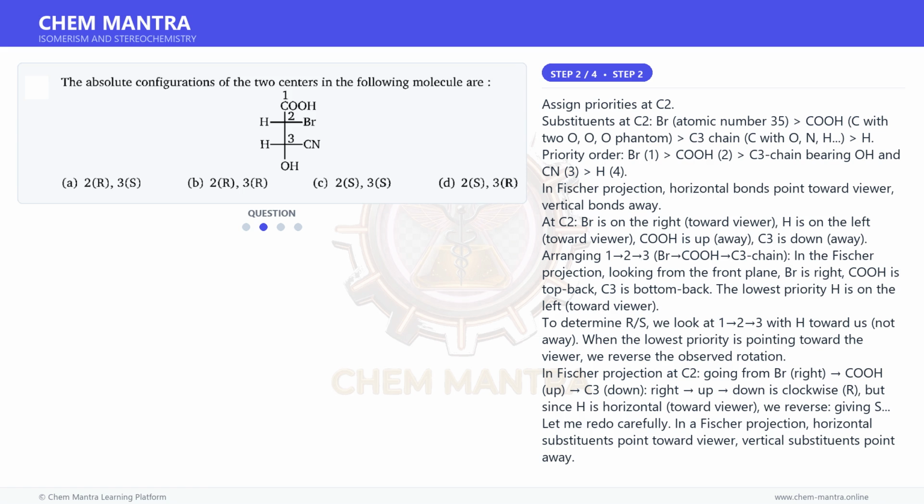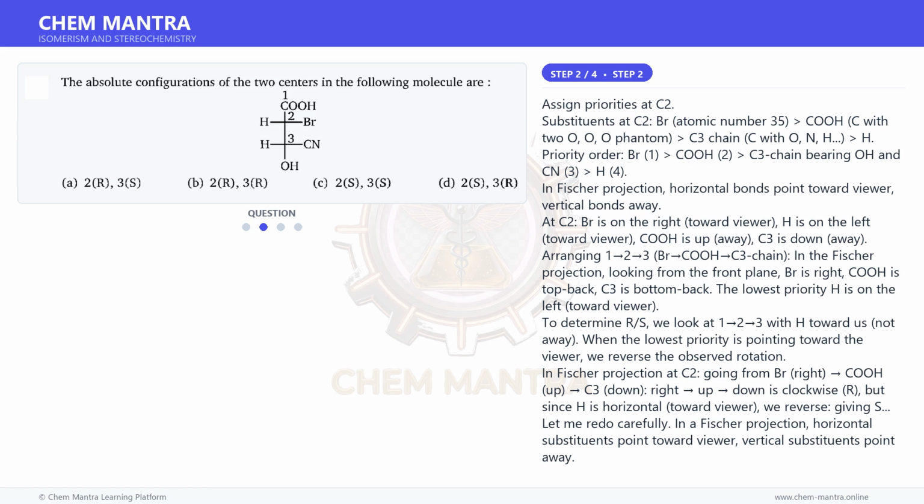The lowest priority H is on the left, toward viewer. To determine R/S, we look at 1 to 3 with H toward us, not away. When the lowest priority is pointing toward the viewer, we reverse the observed rotation. In Fischer projection at C2, going from Br, right, Q up, C3 down: right, up, down is clockwise, R, but since H is horizontal, toward viewer, we reverse, giving S.